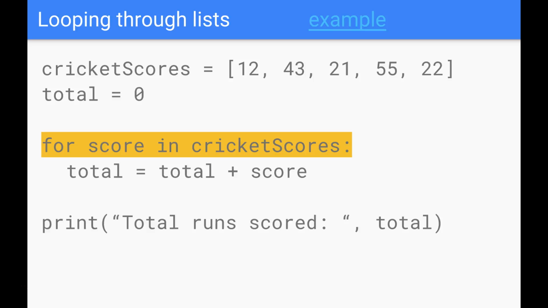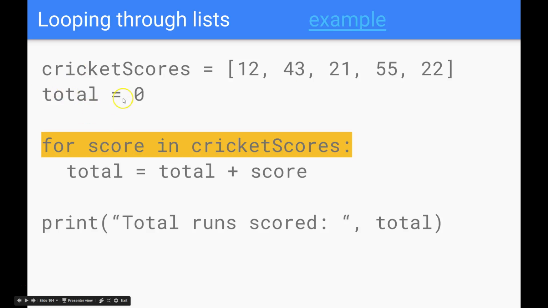So here's our example from before with cricket scores in our list. This time we want to loop through that list and add up all of the elements in it so that we can get a total score. A for loop gives us a really efficient syntax for doing this, which will adjust the number of times through the loop so that it matches the number of elements in the list. So here you can see we have 5 elements in the list.